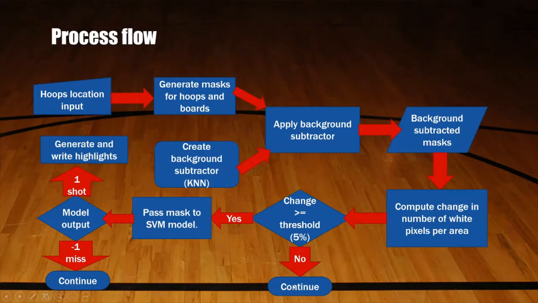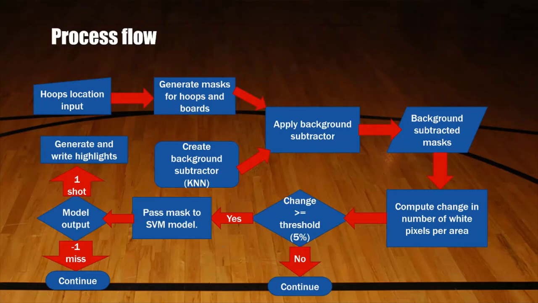If no, then you continue the process for your next processed frame. If yes, then you pass the mask to the SVM model. If the SVM model output is -1, then it's a miss. If it's 1, then it's a shot. So if it's -1, you continue to your next frame. If it's 1, then you generate and write highlights.